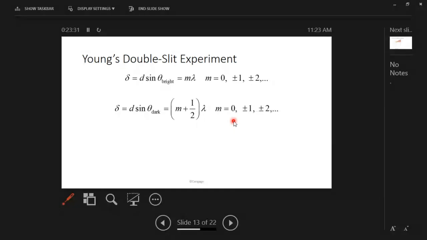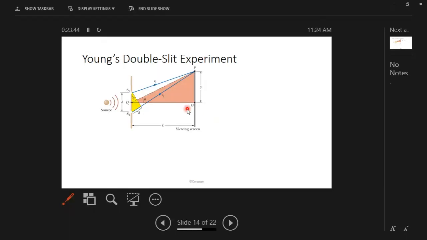You can actually relate these formulas to the position of that point P, y, instead of just the angular position. So let's see if we can do that. Coming back to this triangle that I have here, if you look at this triangle now, you can write tangent of theta here. Tangent of theta is going to be y over L.